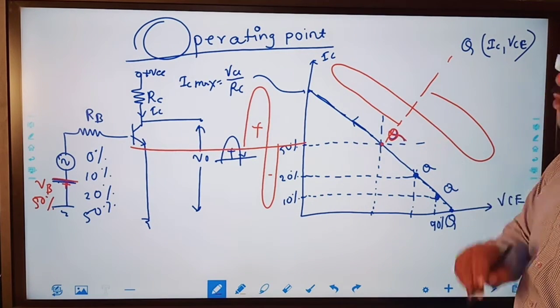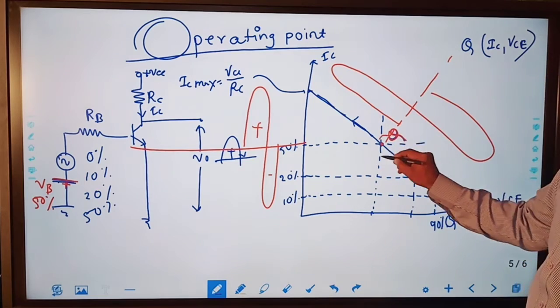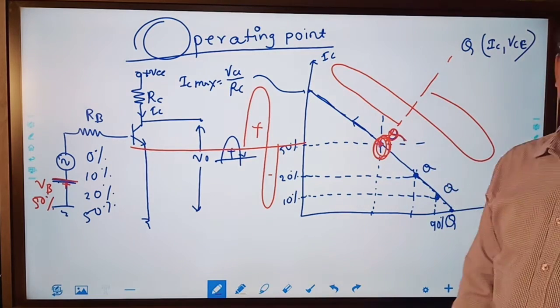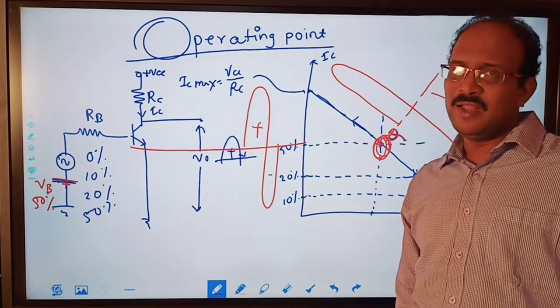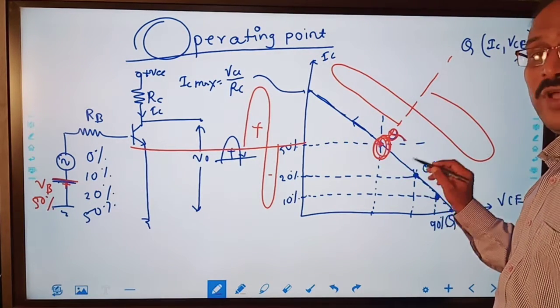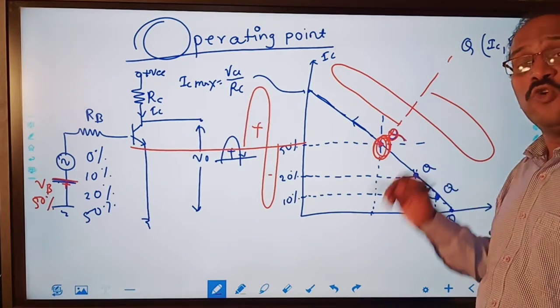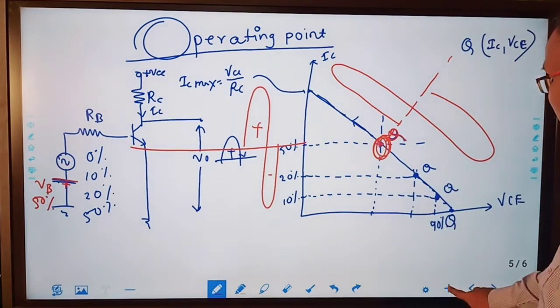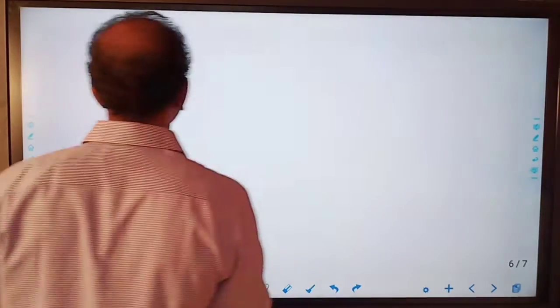So where should be the Q point? Here I can say Q point should be center of the DC load line, so that there shouldn't be any cut in the input waveform. Okay, now but actually we have to find out where should be the exactly Q point. I consider one more example for this.